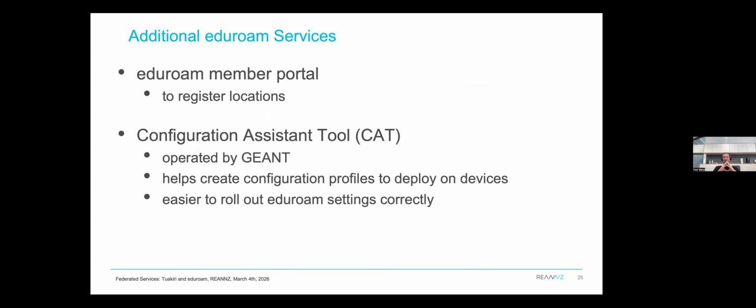Additional services that also underpin function in eduroam: one is the eduroam member portal at member.eduroam.net.nz, which we operate, and this is where member administrators register eduroam locations so that they can be used to populate the global map of where eduroam is available. And also, users using eduroam can use the portal to locate the nearest eduroam location, see the locations available in New Zealand, and also the locations available globally.